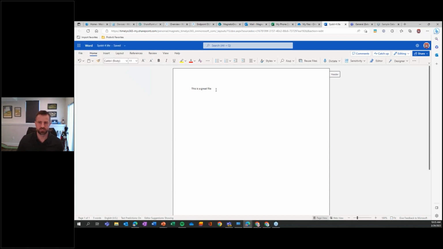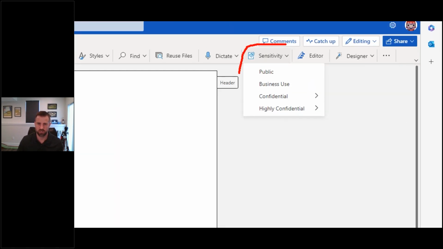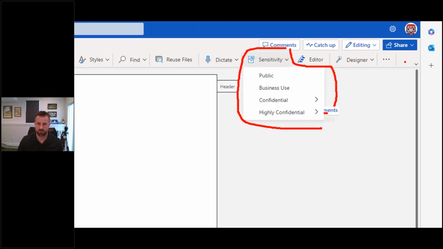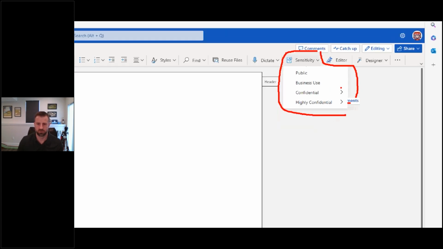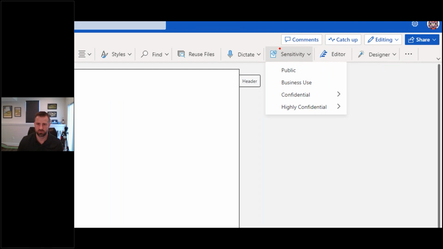As I do this, it's going to be a file that there's nothing special about it. But what I want to highlight is over here inside of my browser, I have a sensitivity dropdown. This sensitivity dropdown gives me my collection of the different labels I've deployed to my organization, to my user. So my user has the ability to use Microsoft Purview information protection to go in and classify this content.